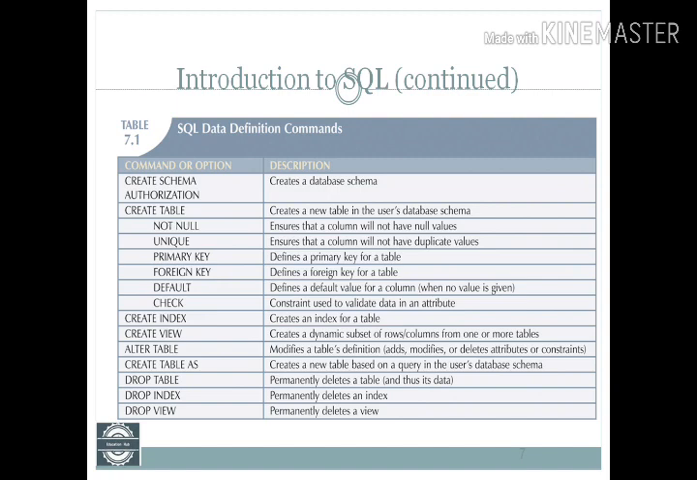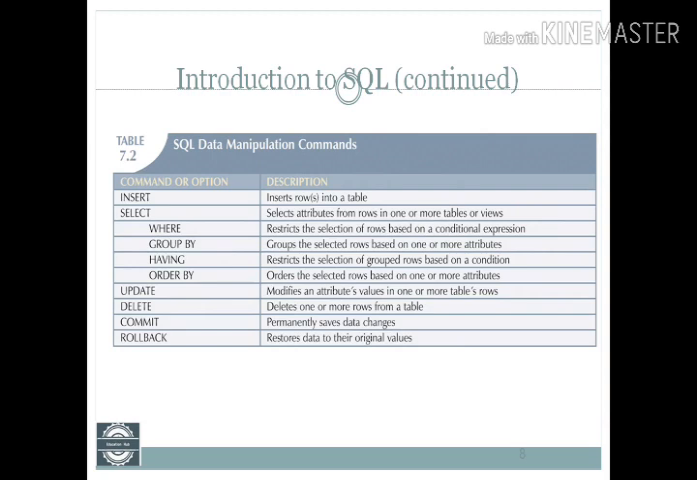Now the next one, create table. Obviously this is useful for creating any type of table. Now, not null, unique, primary key, foreign key, these terms are coming. Not null means some value should be there. Unique means any unique value should be there, like in our daily life, a unique identity. Primary key and foreign key concepts will be discussed in our theory session, so I am not discussing them here.